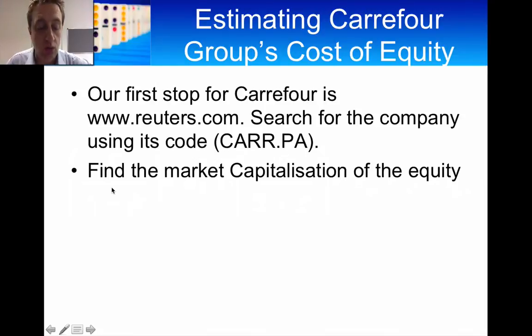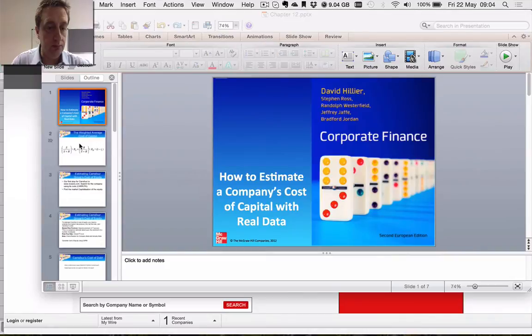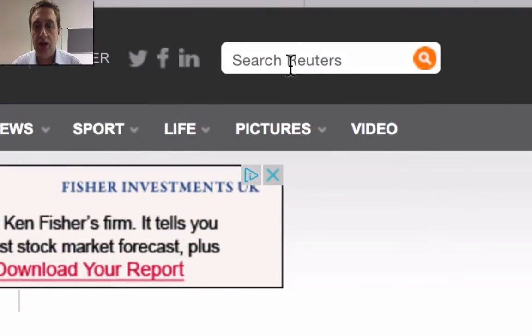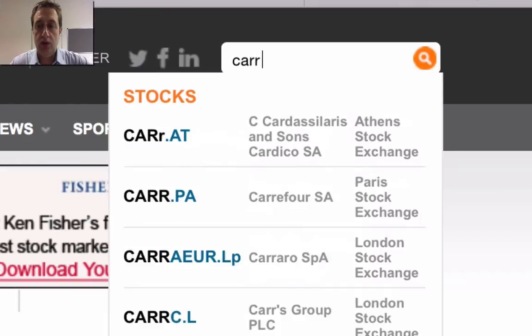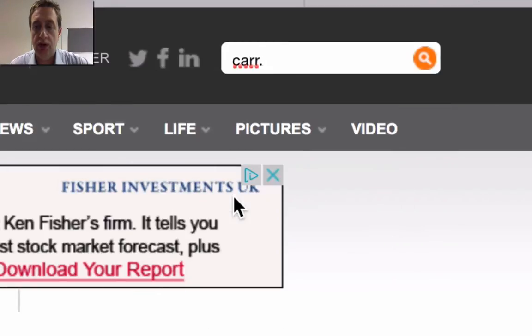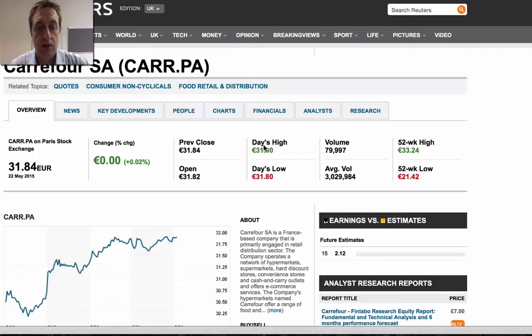Quickest way to do that is to go to any financial website. I've got Reuters here. So in Reuters, you can just search for it up in the top. You can type Car, and you can see Carrefour. Carrefour, Paris Stock Exchange. And you end up getting this site here. You can find it there, yeah.